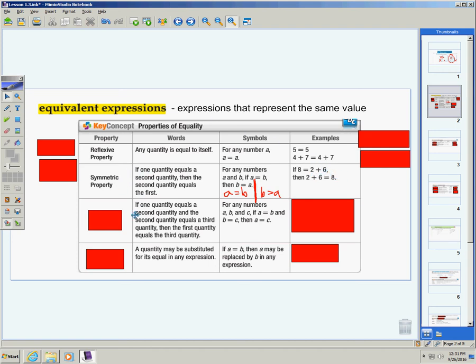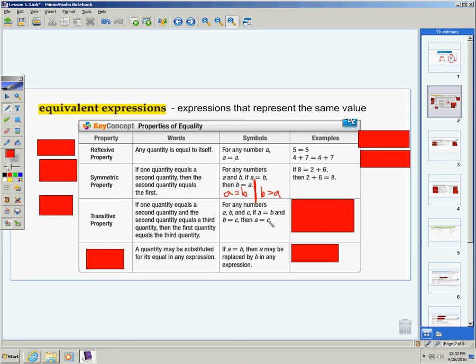Next we have the transitive property, and that says if one quantity equals a second quantity and a second quantity equals a third quantity, then the first quantity equals a third quantity. With words that sounds really confusing, but if we look at symbols, it becomes a lot easier. If A equals B and B equals C, then A equals C. So we can see A is the same thing as B, B is the same thing as C, which obviously means A is the same thing as C.